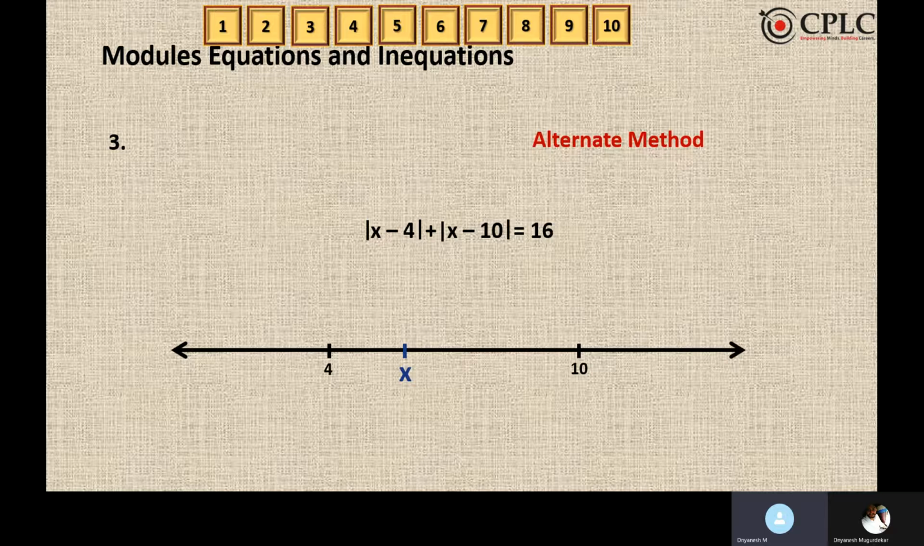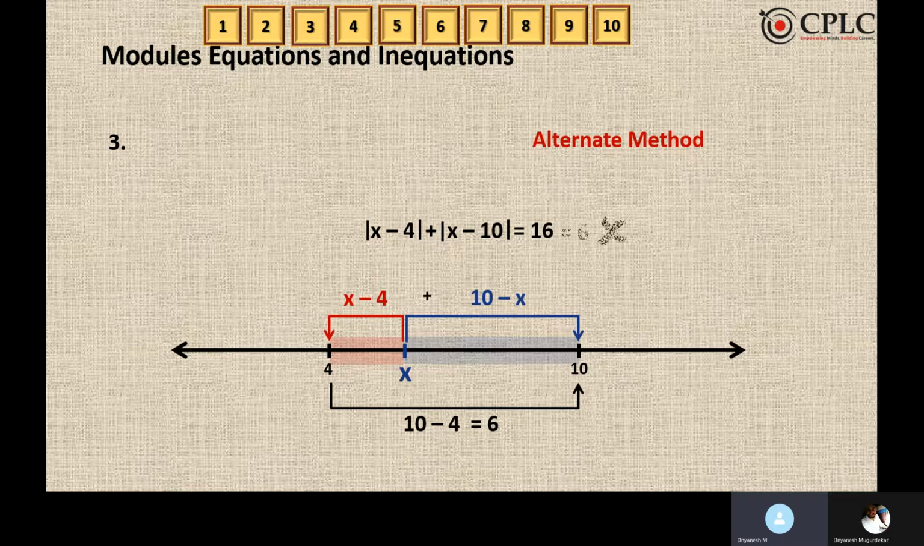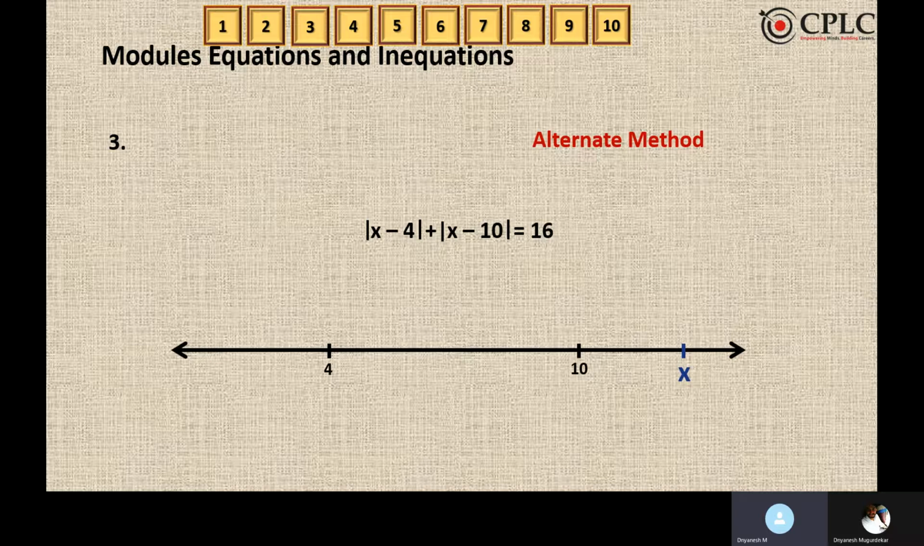Because it is on the right of 4, x minus 4 will be taken out as positive without changing any sign. But because it is on the left side of 10, you will take it out as negative, changing the sign. Solve this: x minus 4 plus 10 minus x is equal to 16. When you solve that, you realize that x is getting cancelled. So that means no such value of x between 4 and 10 is possible. Then the other position that x can be at is beyond the 10.